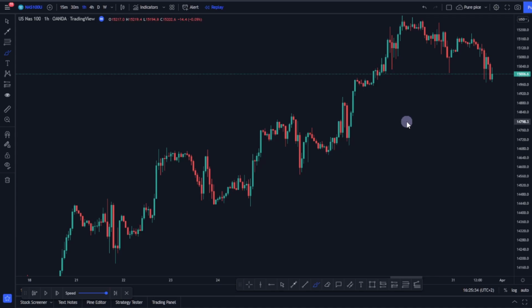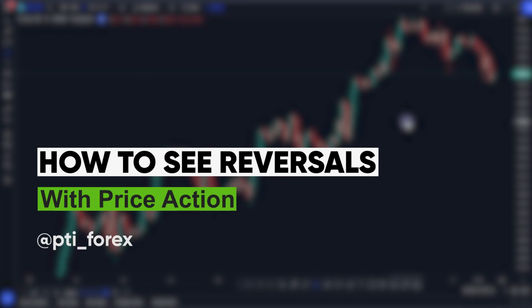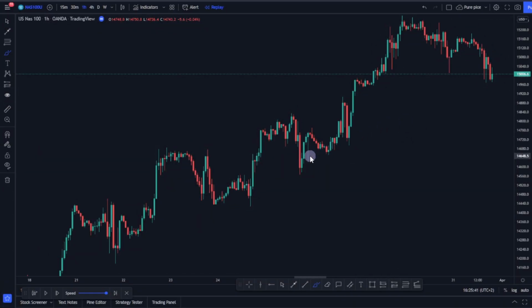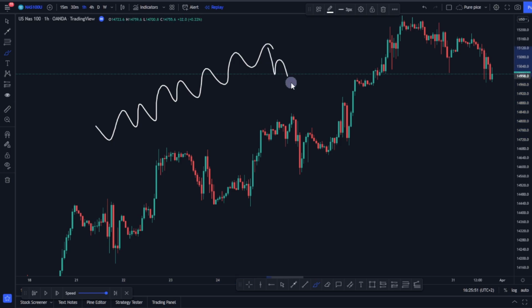So today I'm going to be speaking about market reversals, how to see when the market is about to reverse. Here we can see we have an uptrend, meaning that if the market is trending upwards, we're expecting two things: the continuation of that uptrend or a reversal.